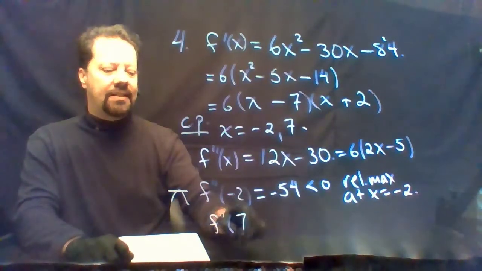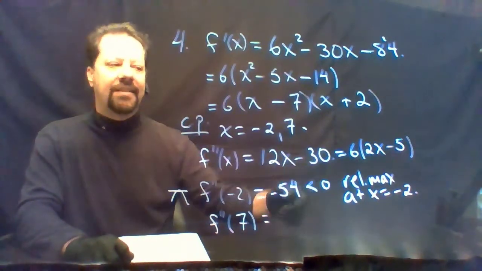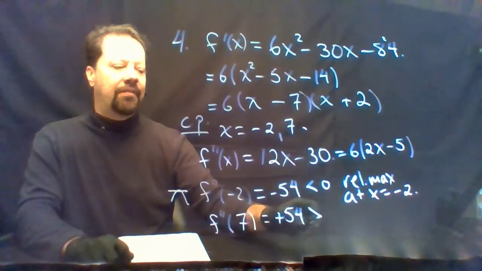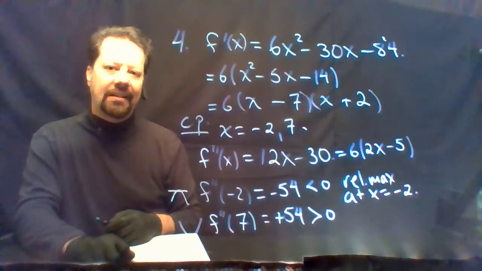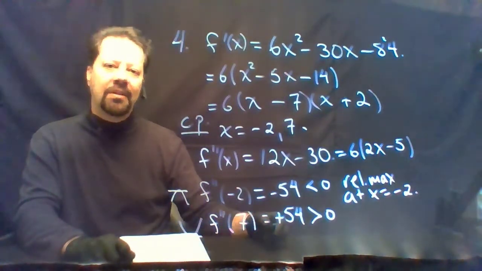Now we'll try 7. 2 times 7 is 14, minus 5 is 9, times 6 is positive 54. And in particular, we have a positive concavity, it's concave up, and so at the place where the slope is 0, we have a relative min.